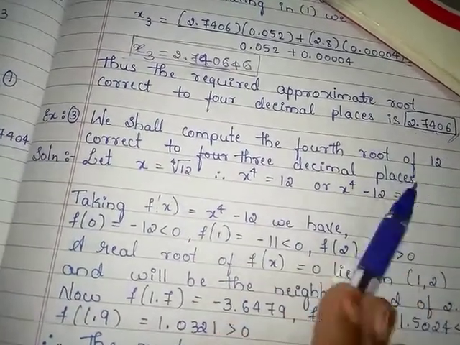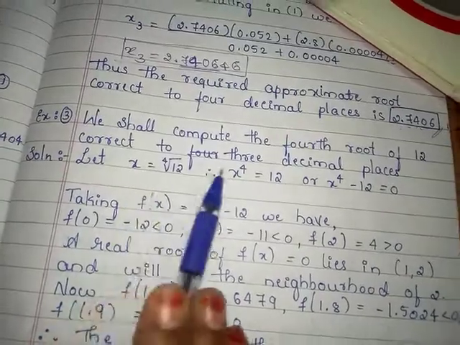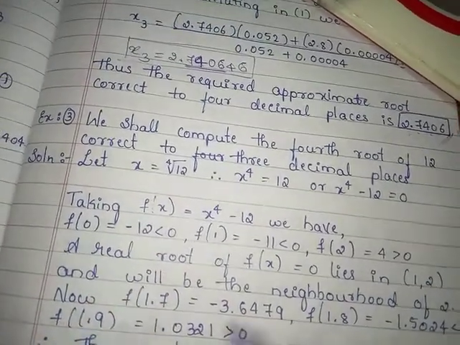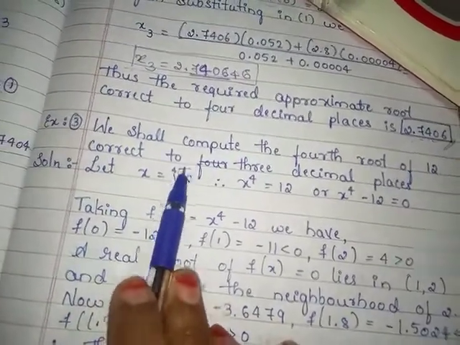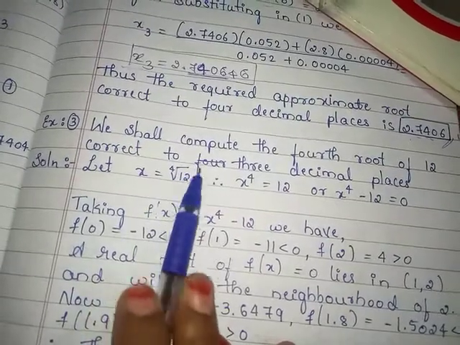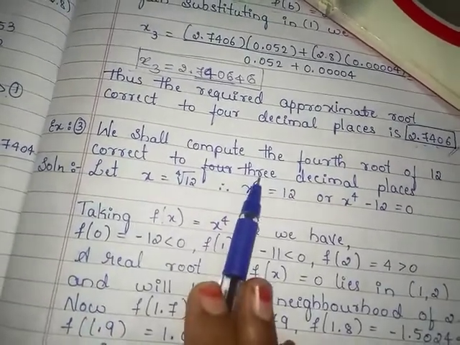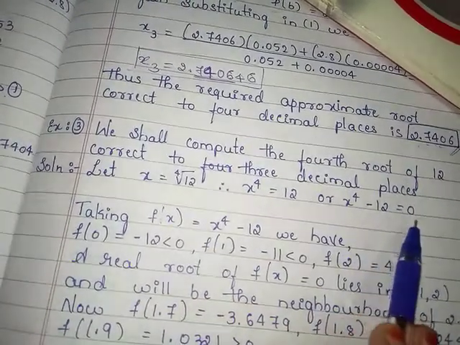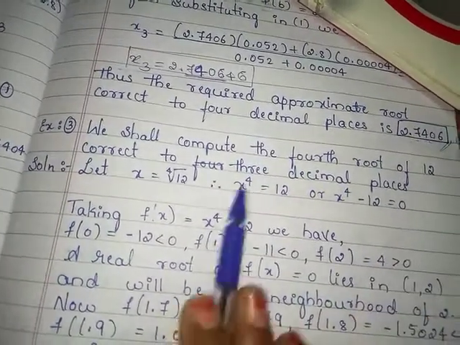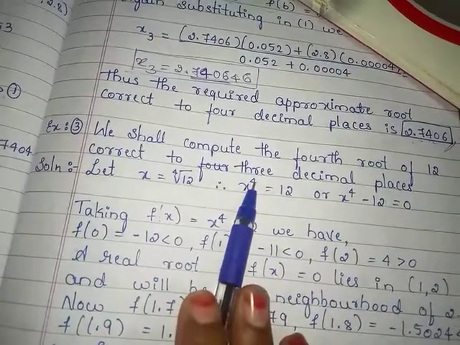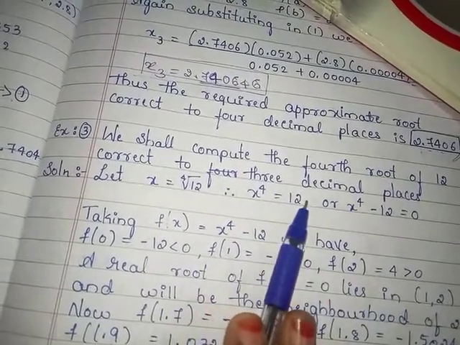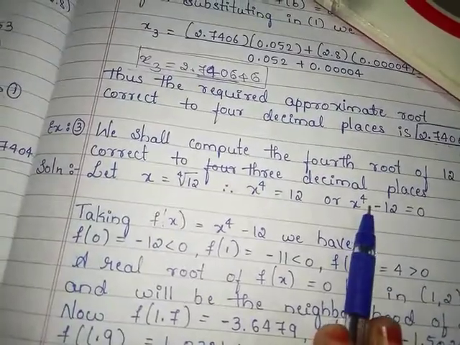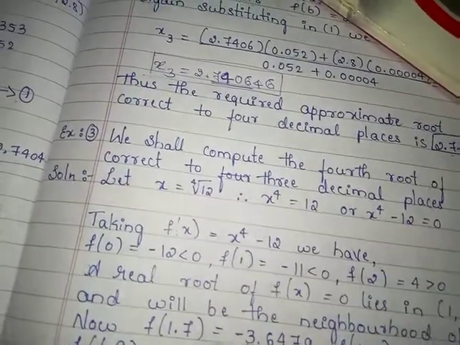The fourth root of 12 can be written as x is equal to the fourth root of 12, which can also be written as x raised to 4 is equal to 12, or x raised to 4 minus 12 is equal to 0. Just raising the power here, we get x raised to 4 is equal to 12, or x raised to 4 minus 12 is equal to 0.